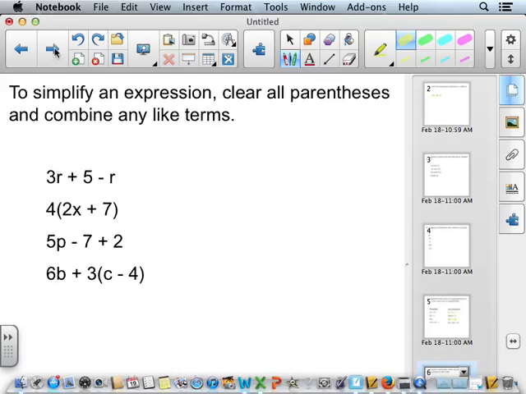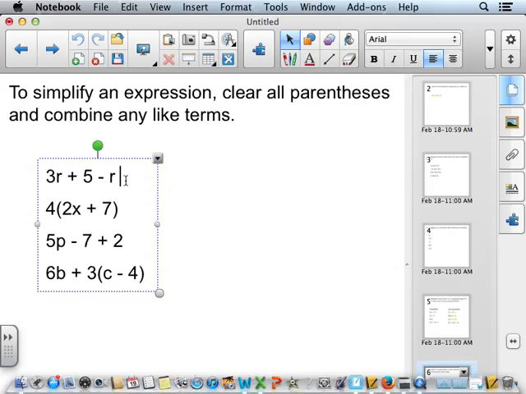Now I want to take a look at the 4 examples that I gave you of non-simplified expressions. To simplify an expression, you must clear all parentheses and combine any like terms. Here we determined that we had like terms of 3r and negative r. Because I can combine 3r and negative r to get 2r, my simplified expression would be 2r plus 5.